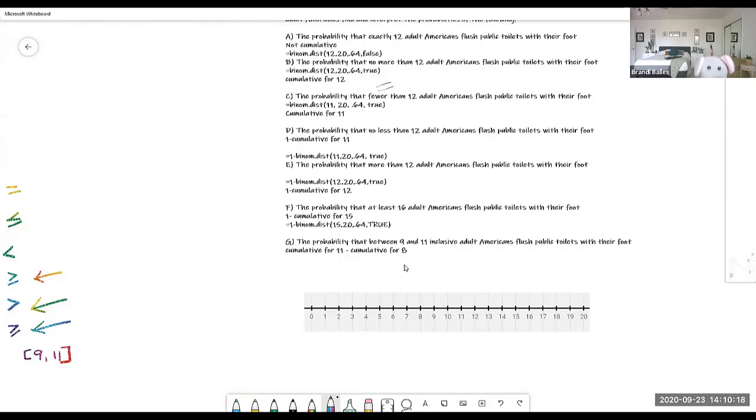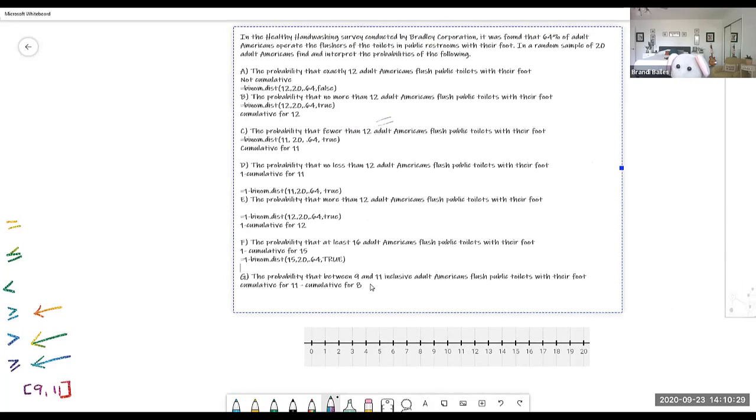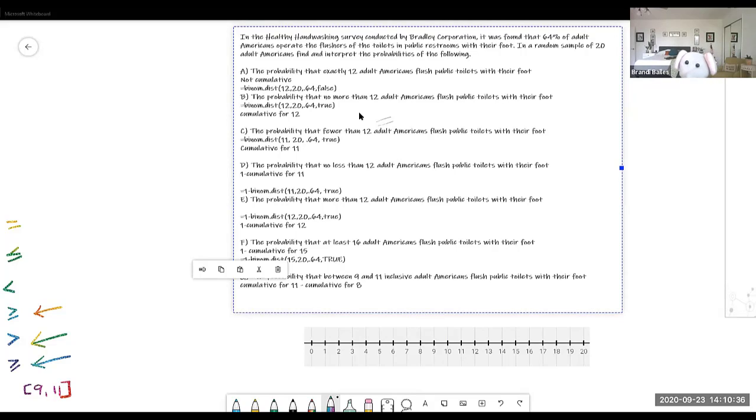Okay. The probability that between 9 and 11, inclusive, adult Americans flush public toilets with their foot. Oh, okay. That's kind of giving away the answer. We'll just ignore that bottom part. Okay, between 9 and 11. I can do that on a number line. Sure, I learned that in algebra.